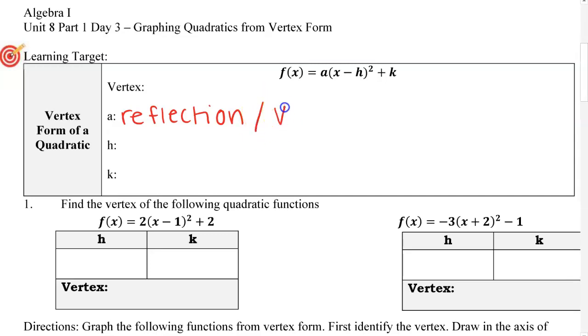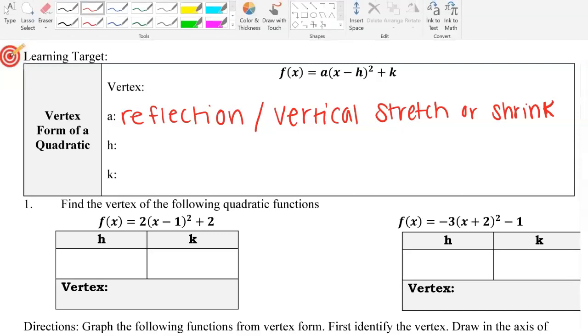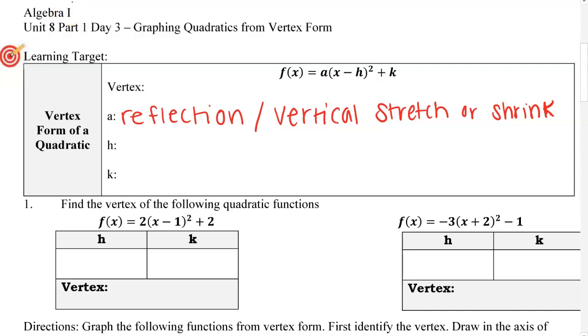It can also tell you if it has a vertical stretch or shrink, which is a topic that you might not see much in Algebra 1, but you will revisit in Algebra 2. So if our a value is positive, then your parabola is going to open up. If your a value is negative, your parabola is going to open down.